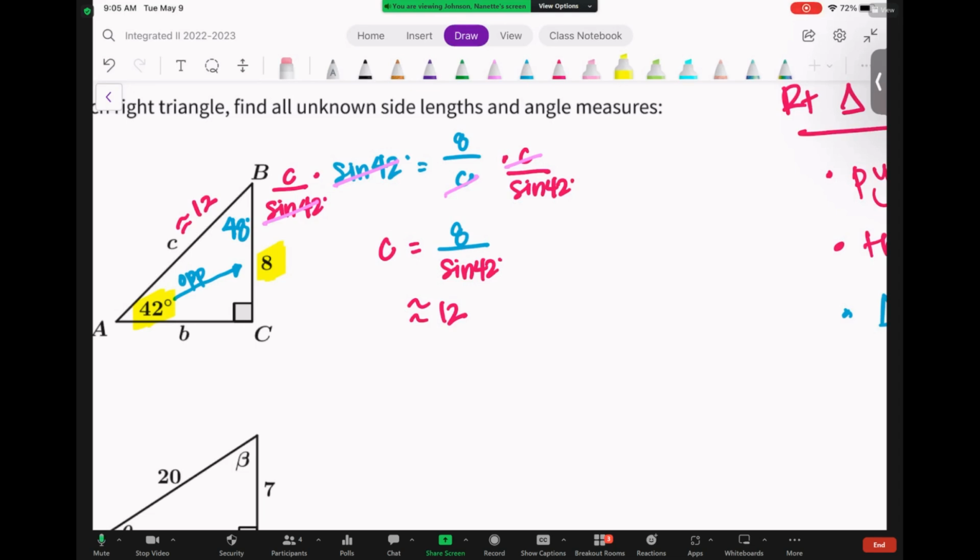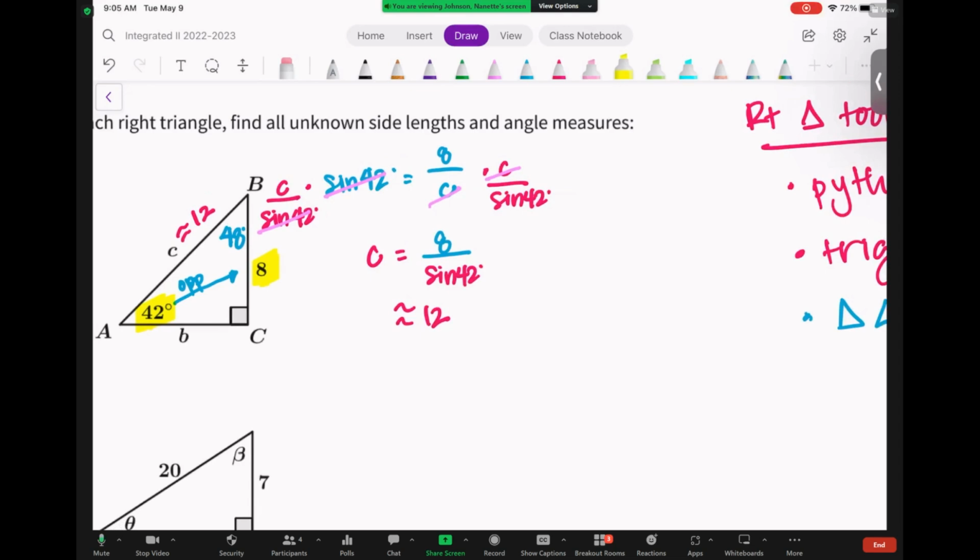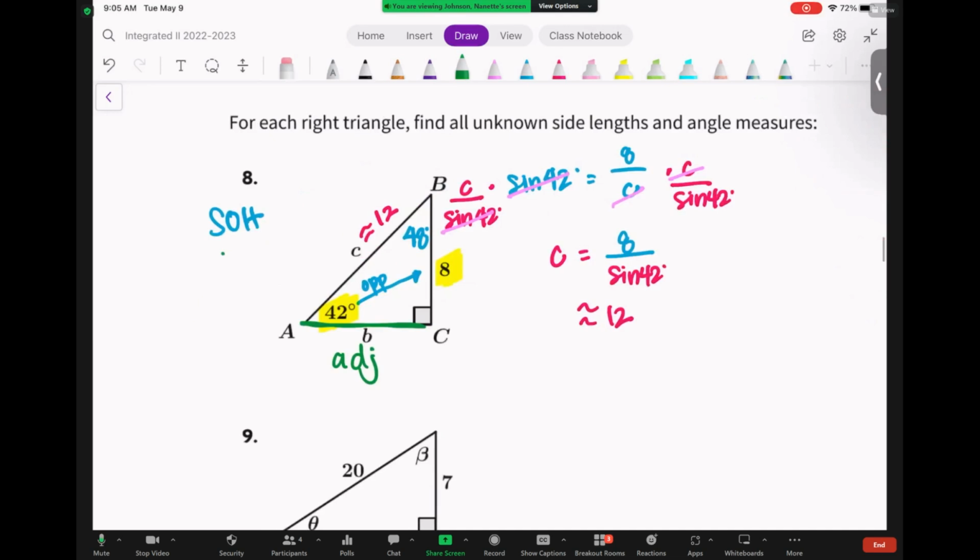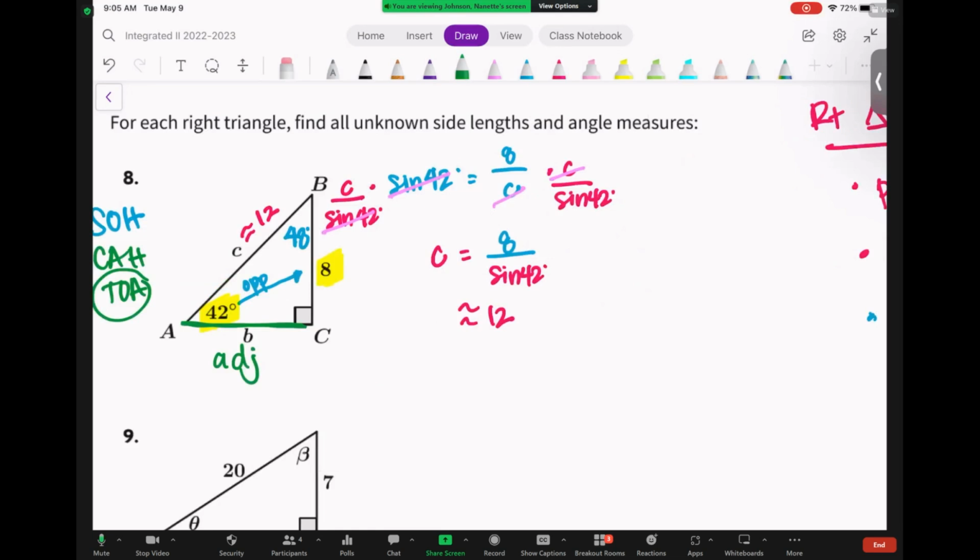So I'm trying to think of what trig ratio involves the opposite and the b side, which I don't know, which is called my adjacent side, right? Because it's next to my angle 42. So if you think about who is that, I know it's not SOH. Here's CAH and here's TOA. Who has opposite and adjacent? You're like, oh, it's tangent. Very good. So we're going to write the tangent of 42 degrees equals 8 over b.